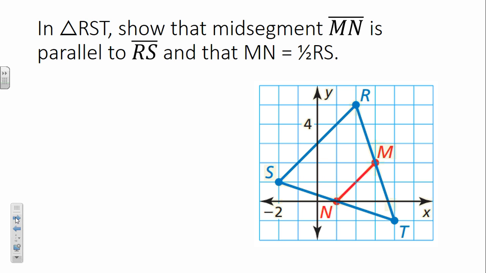So let's look and see what happens with this next piece. In triangle RST, we want to show that the midsegment, which is segment MN, is parallel to segment RS, and that the distance between M and N is half of RS. So how are you going to do it? How do you show that they're parallel? Same slope. So you're going to see how much am I rising, how much am I running? So what's my slope of MN?